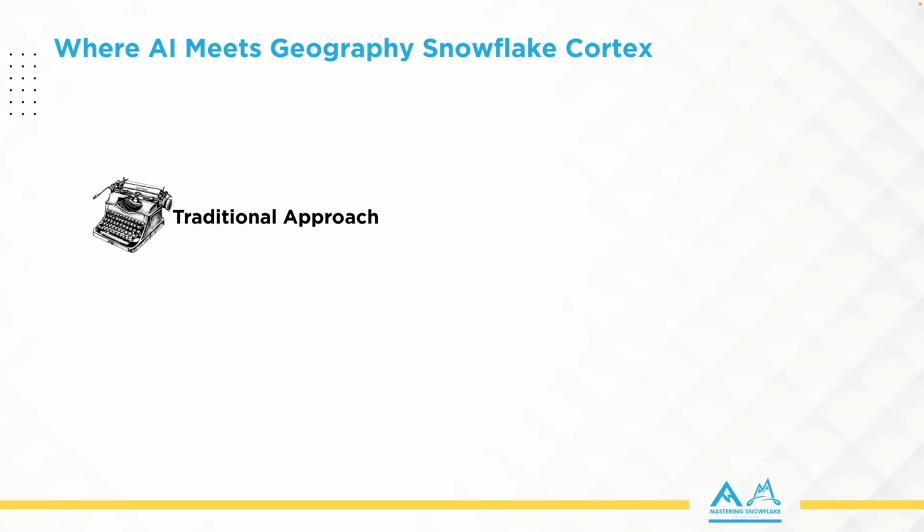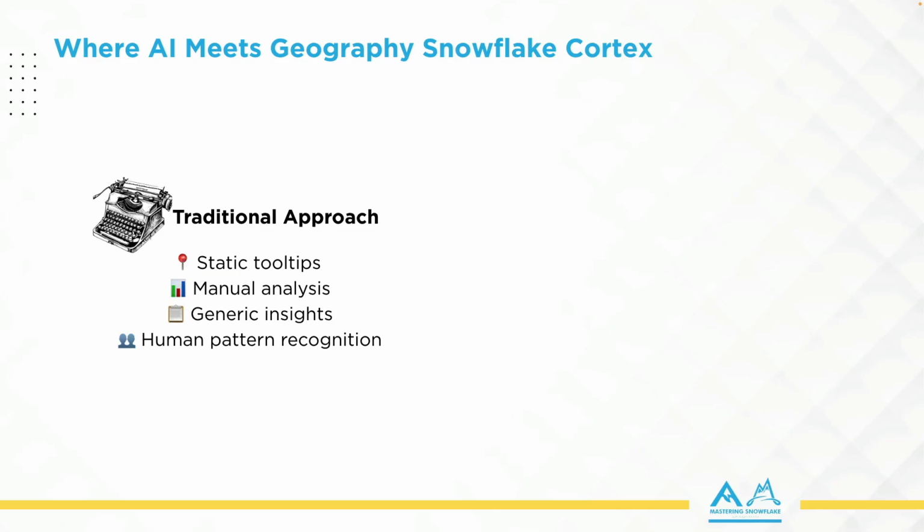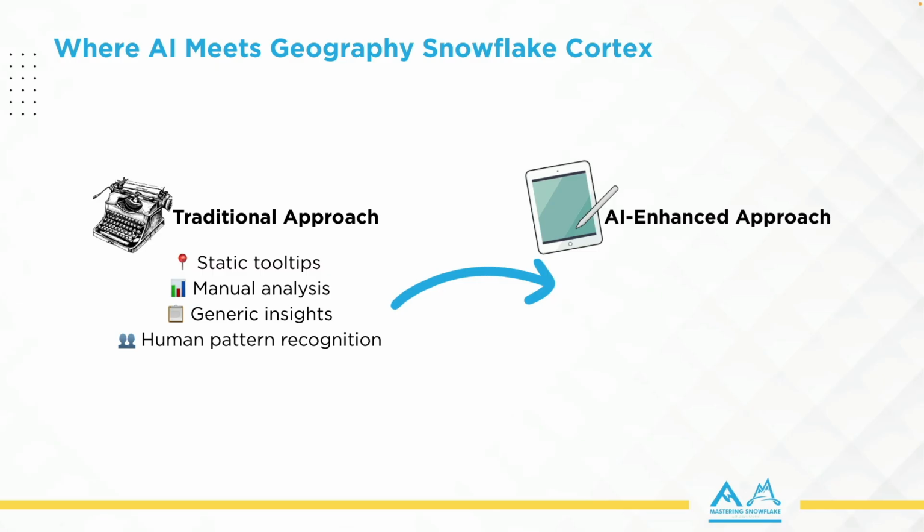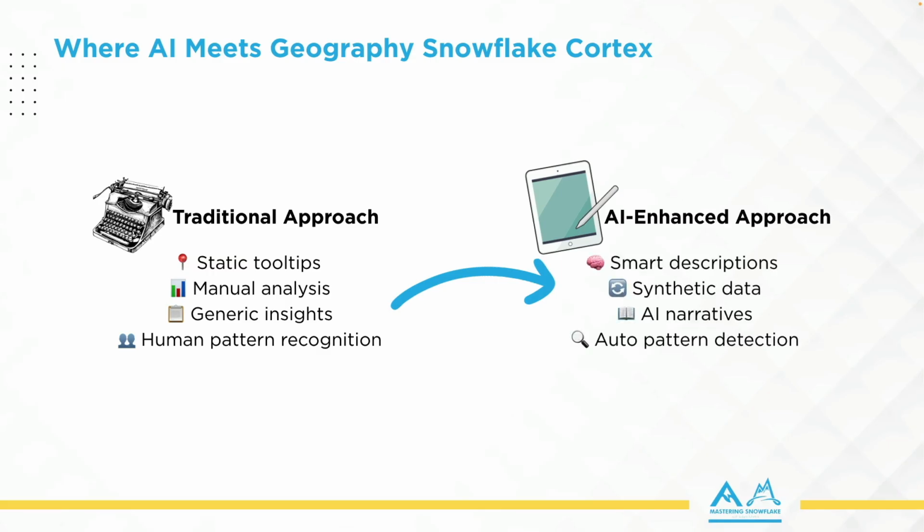And so this is where AI meets geography with Snowflake Cortex. Now, traditionally, you're using static tooltips. It's a lot of manual, user-intensive activity to generate analysis and insights. Whereas today, we can use an AI-enhanced approach. And this is what you're going to discover in today's hands-on lab. It's going to cover smart descriptions. We're going to look at how we can leverage AI to create emails for us based upon this geospatial data, and look at different patterns that the data is telling us.